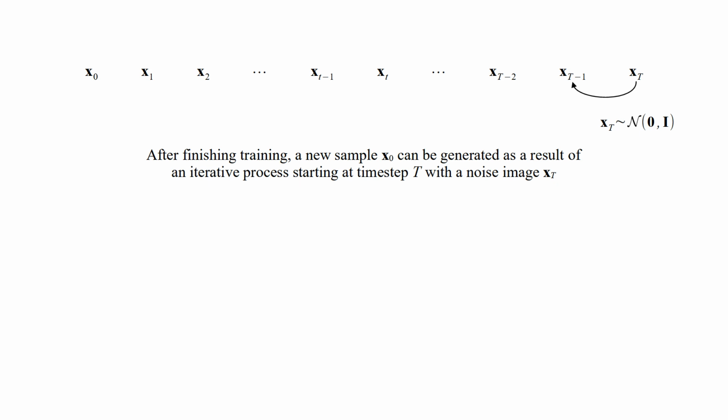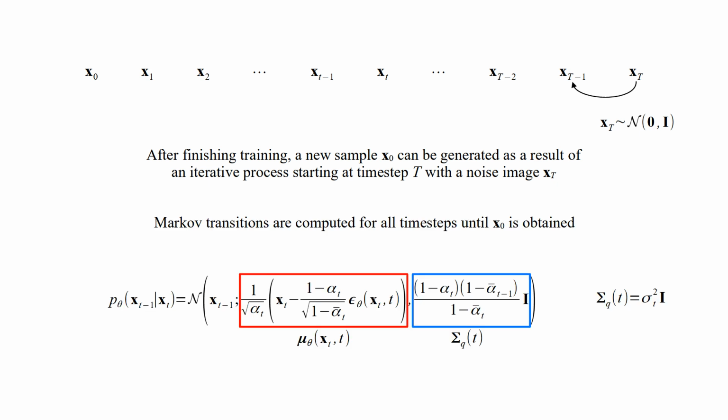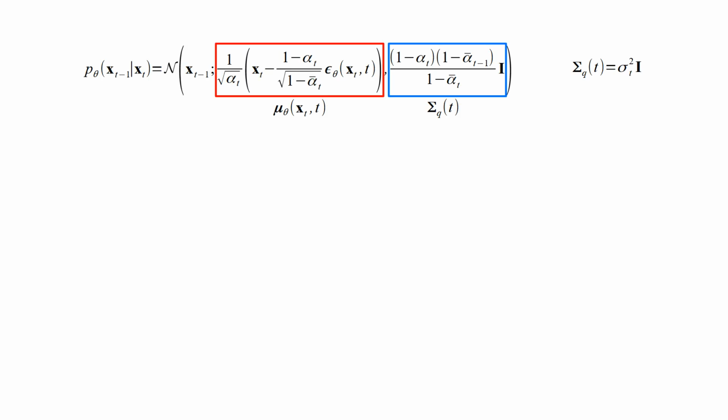Sampling. After finishing training, a new sample x0 can be generated as a result of an iterative process starting at time step capital T with a noise image. Markov transitions are computed for all time steps until x0 is obtained. Transition equation is obtained using reparametrization.